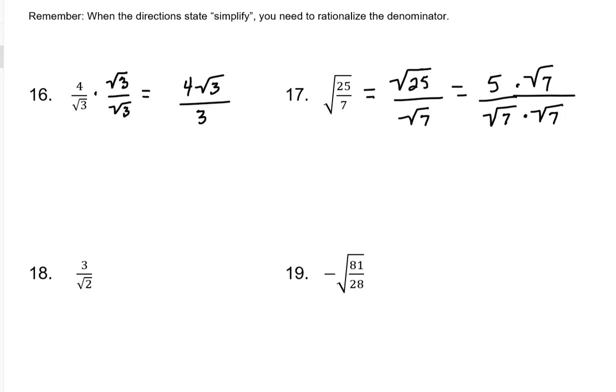And just as a quick aside here, I wrote this problem slightly different than I did the first one, just to show you that you can. On this problem, I have one great big fraction, and on problem 16, I wrote this as two separate fractions. It doesn't matter to me. Now, in the numerator, I'm going to have 5 times the square root of 7 in the top part of the fraction, and in the bottom part of the fraction, you have 7.